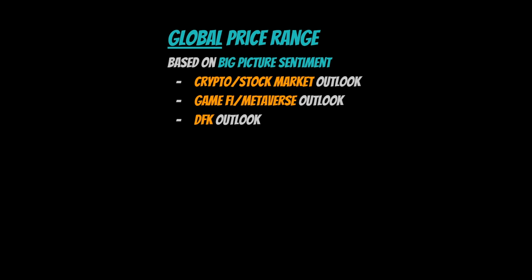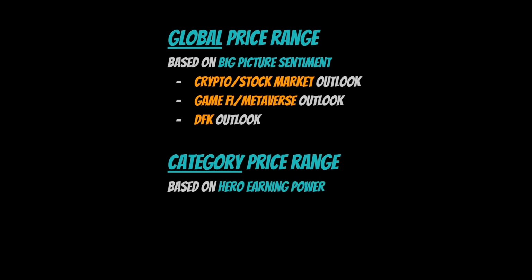So now that we have covered the big picture global price range, we can now zoom in and take a look at how individual heroes are valued relative to each other. And very generally, this is done by a framework that I call the category price range. And this category price range is largely determined by the earning power of the hero in that category.